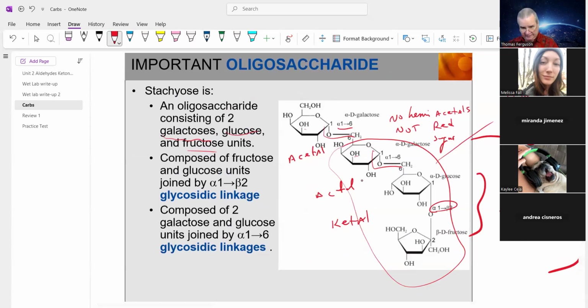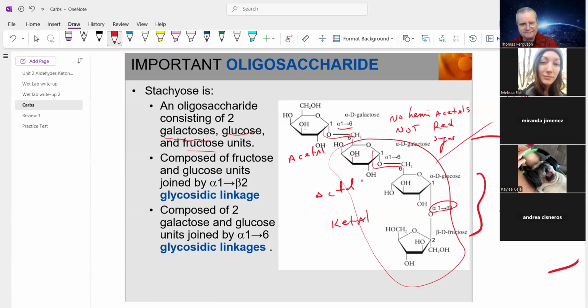Now there's a whole bunch of oligosaccharides. These are the most common. So we have a full acetal here, full ketal, full acetal. So this has no hemiacetals again, hence it's not a reducing sugar.